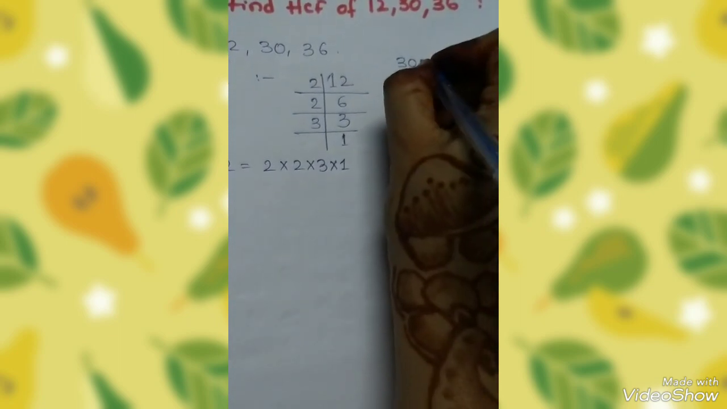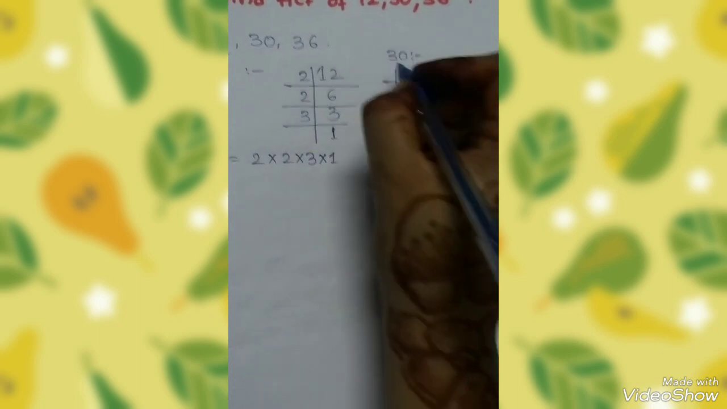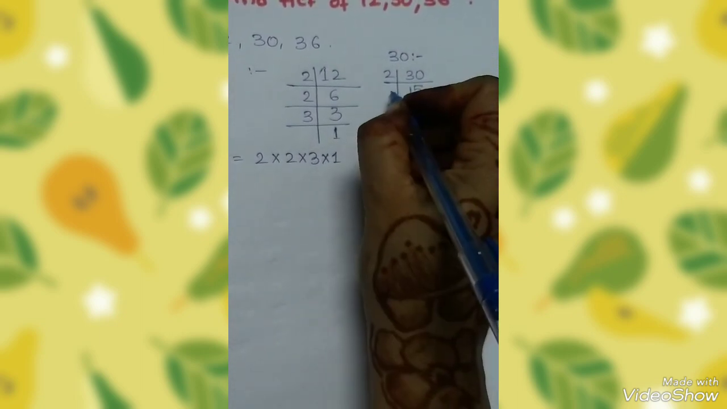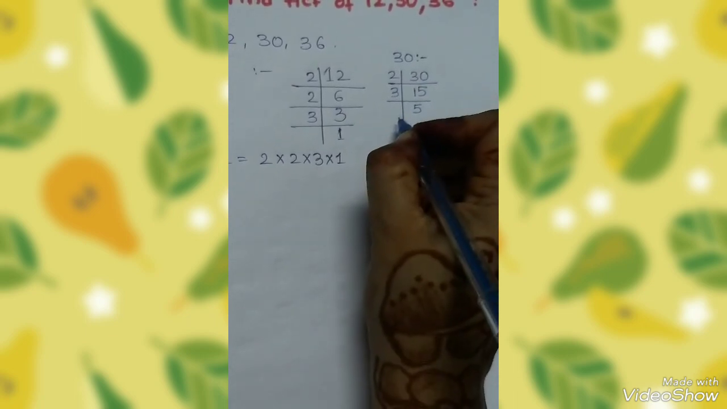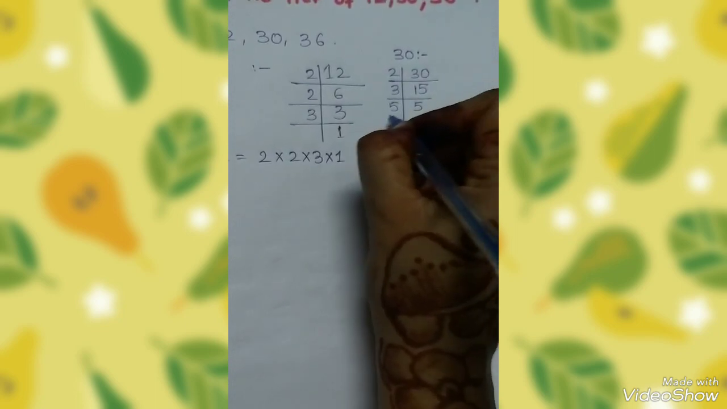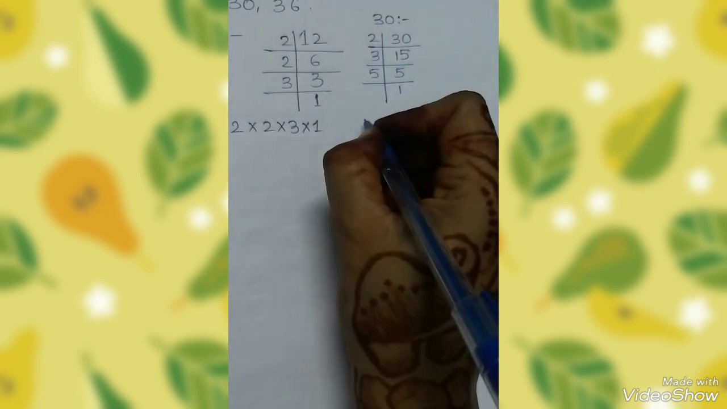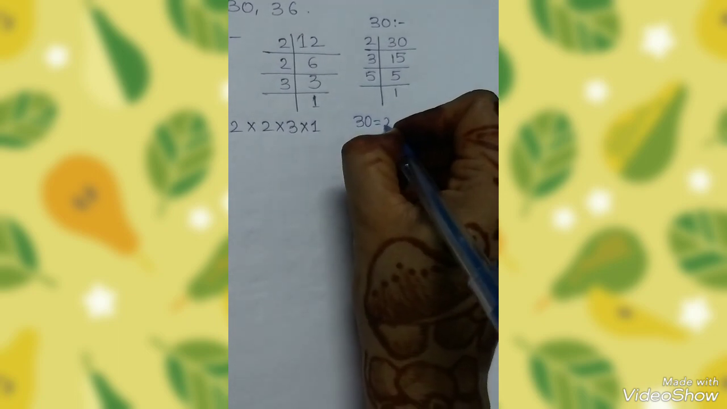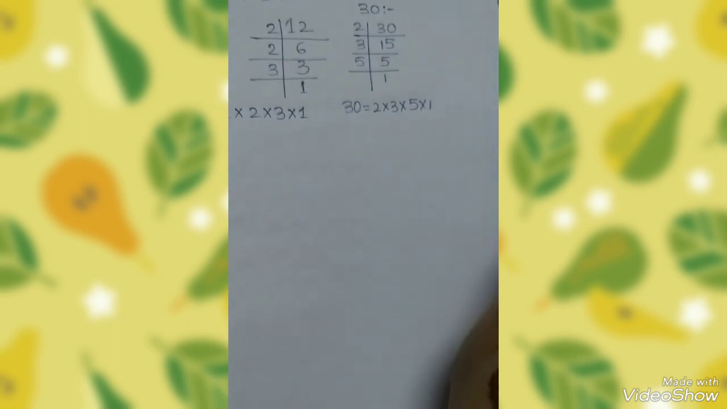Factors of 30. Here see 30 factors. 2 ones are 2. 2 fives are 10. For 15 here, 3 fives are 15. We have to use only prime numbers here. 5 ones are 5. So the factors are 30 is equal to 2 into 3 into 5 into 1.